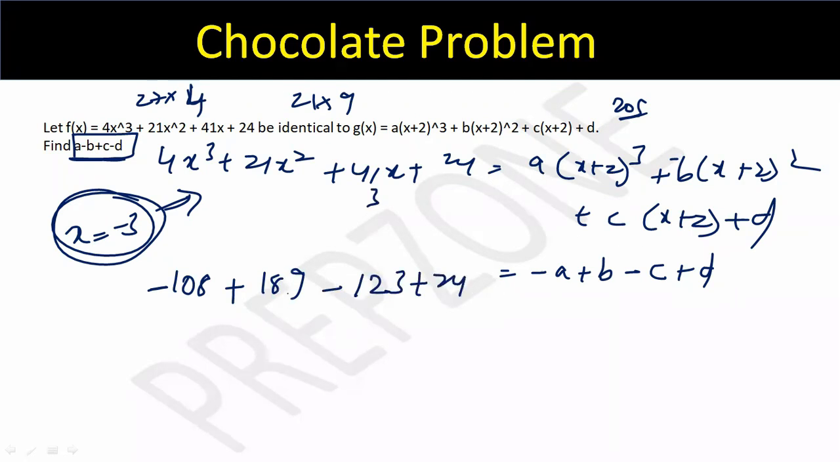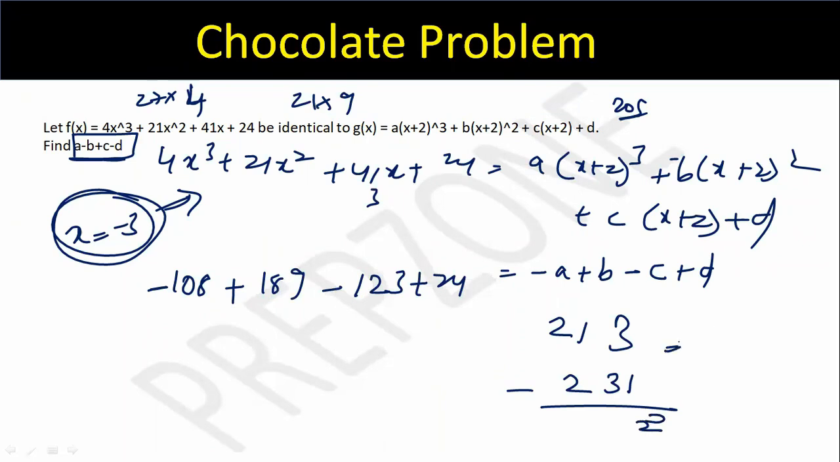So now you just have to simplify things. 189 plus 24 is 213 minus 231, right? This is what you get when you just try to solve this. और ये कितना हो गया? This is minus 18, right? Which means A plus B plus C minus D will be negation of this. So answer has to be 18.